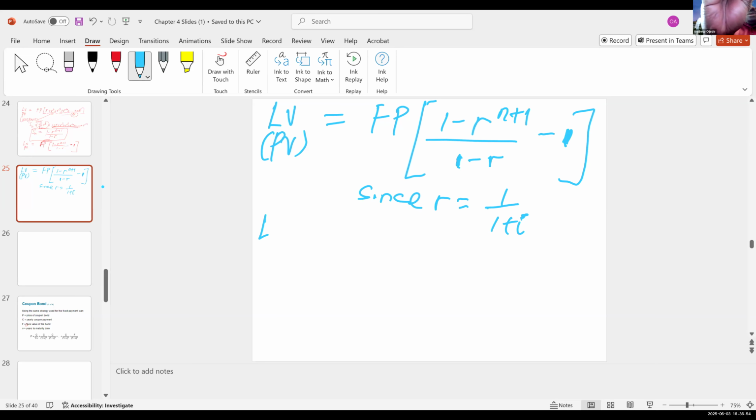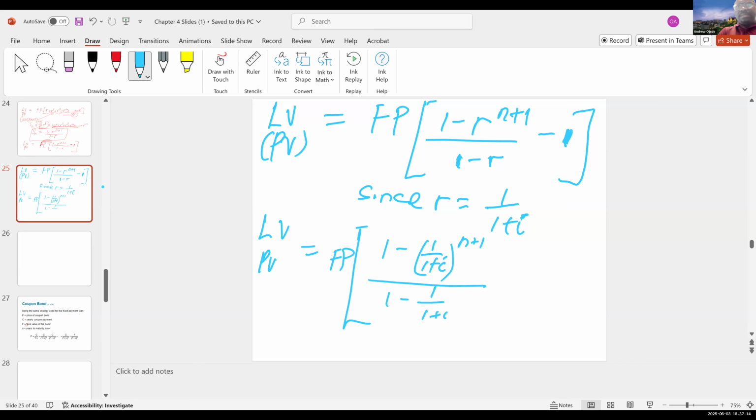Or you can write this loan value or present value as the fixed payment times the bracket: 1 minus (1 over 1 plus i) raised to the power n plus 1, divided by 1 minus 1 over 1 plus i, then minus 1. You can also write it like that. So this is the formula that got programmed underneath that financial calculator. Now, let's do an example that will solidify your understanding of this topic.